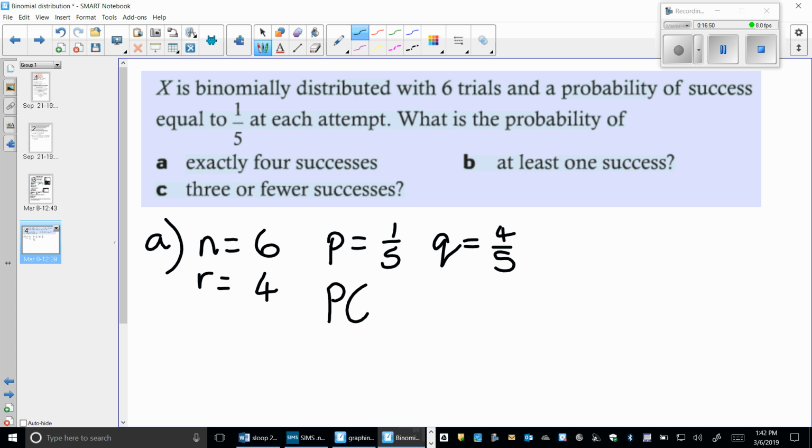So we're finding P(X = 4). Oh God, I keep writing R. And so let's just put that into the calculator.